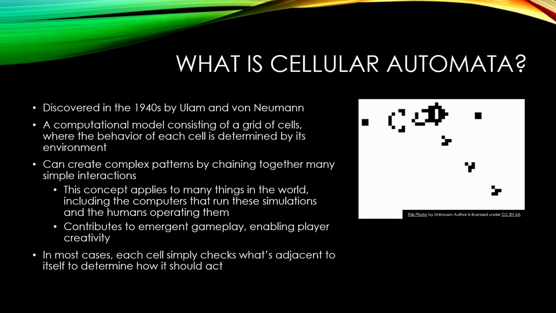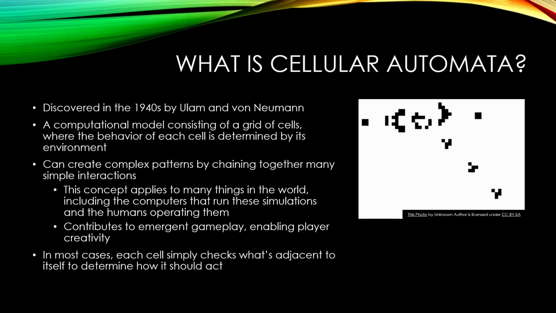The concept was discovered in the 40s by John von Neumann, and it's a model consisting of a grid of cells where the behavior of each cell is determined by what's around it, aka its environment. Now, despite this inherent simplicity, you can actually use this to create complicated patterns by chaining them together. For example, on the right here, despite the simplicity of Conway's Game of Life, which is what that is based off of, you can use it to create these machines that create these little blobs that move across the screen.